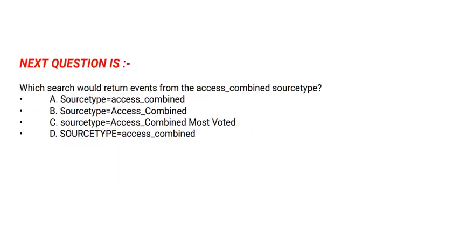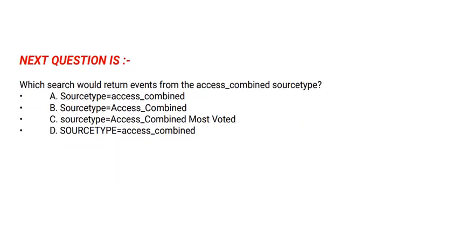Next question is, which search would return events from the access combined source type? Options are, option A, sourcetype equals access_combined. Option B, sourcetype equals access_combined. Option C, sourcetype equals access_combined, most voted. The correct option is option C.